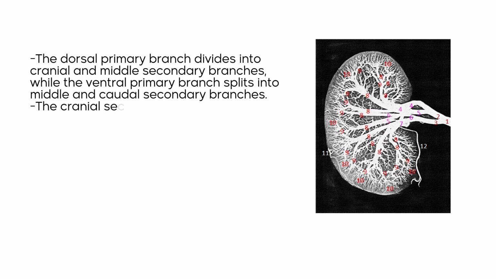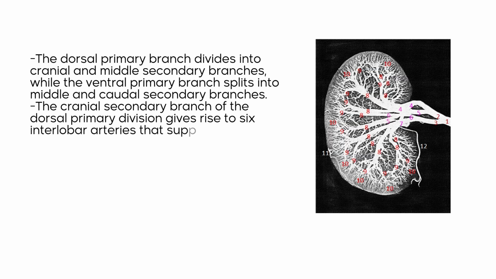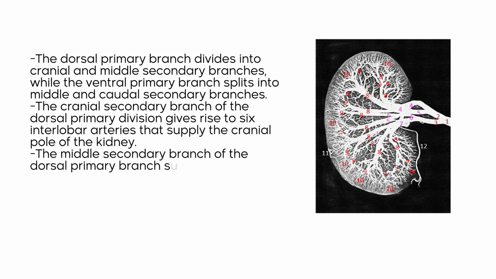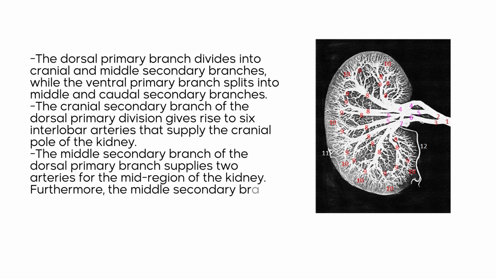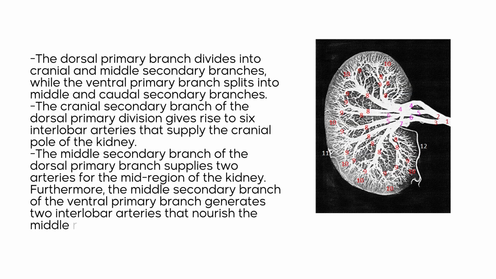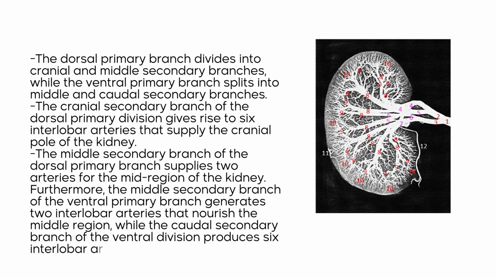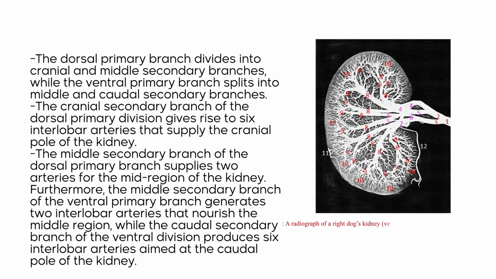The cranial secondary branch of the dorsal primary division gives rise to 6 interlobar arteries that supply the cranial pole of the kidney. The middle secondary branch of the dorsal primary branch supplies 2 arteries for the mid-region of the kidney. Furthermore, the middle secondary branch of the ventral primary branch generates 2 interlobar arteries that nourish the middle region, while the caudal secondary branch of the ventral division produces 6 interlobar arteries aimed at the caudal pole of the kidney.